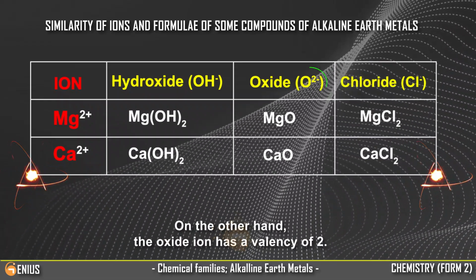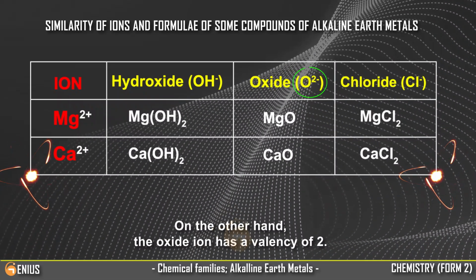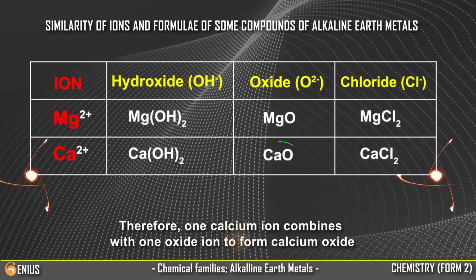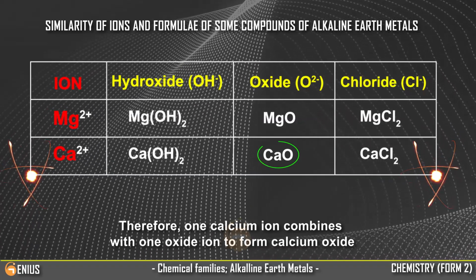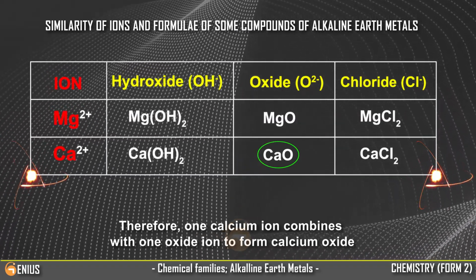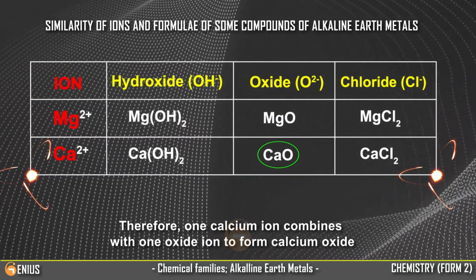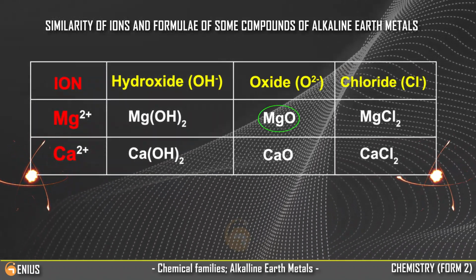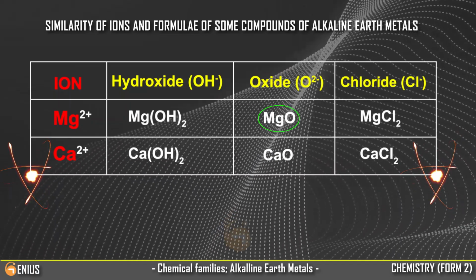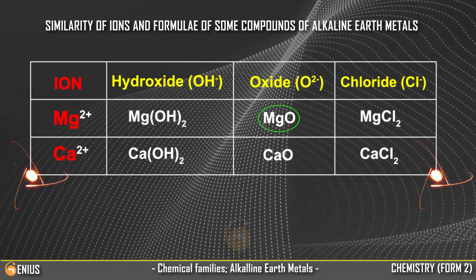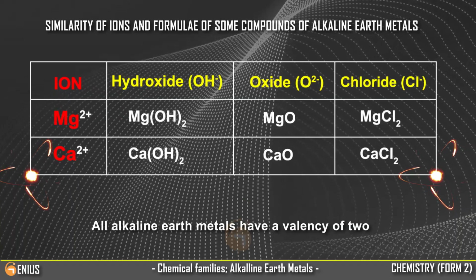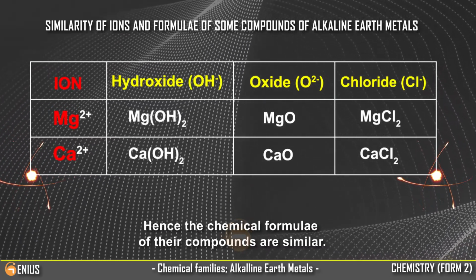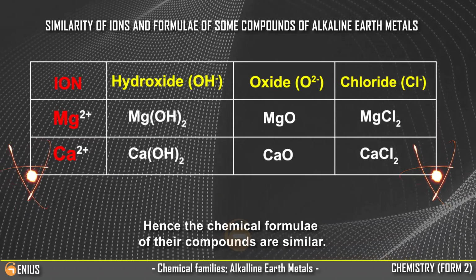On the other hand, the oxide ion has a valency of 2. Therefore, 1 calcium ion combines with 1 oxide ion to form calcium oxide. 1 magnesium ion combines with 1 oxide ion to form magnesium oxide. All alkaline earth metals have a valency of 2. Hence the chemical formulae of their compounds are similar.